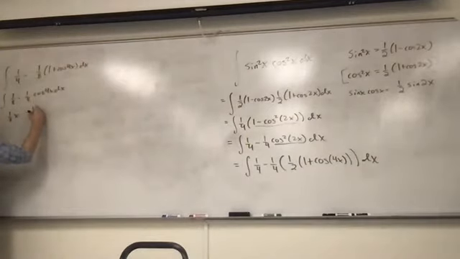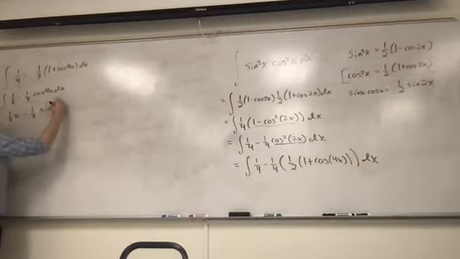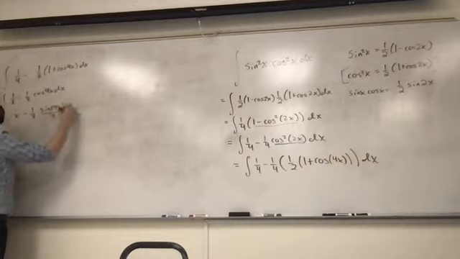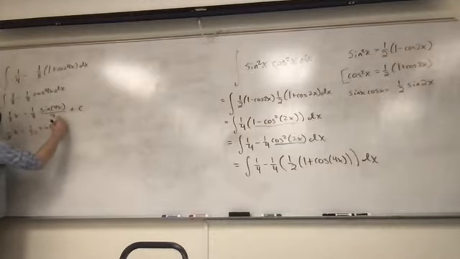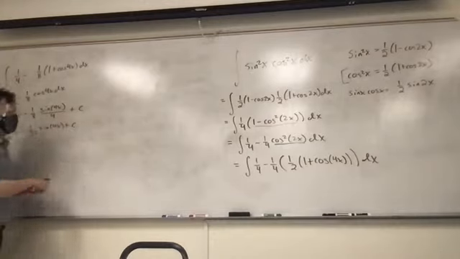So the 1/8 is still there. Cosine becomes sine, 4x stays, divide by a 4 plus c. And now if we want to clean this up, we can get an 8x minus 1/32 sine of 4x plus c.